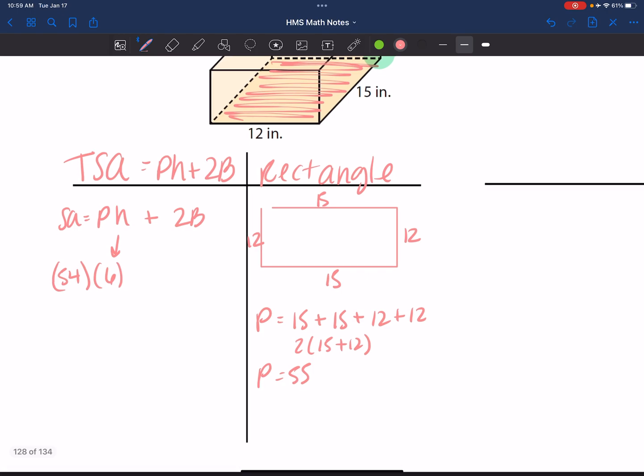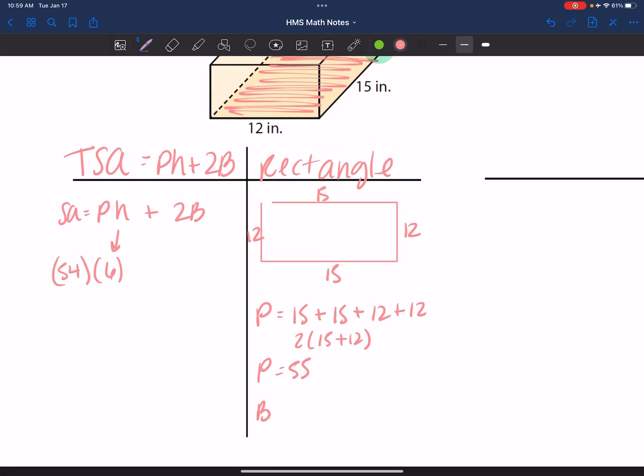Next, I'm going to find the area of the base. Area of the base equals base times height. I know the base is 15, height is 12. Basically the length and the width, guys. Length and the width. Which comes out to 180.